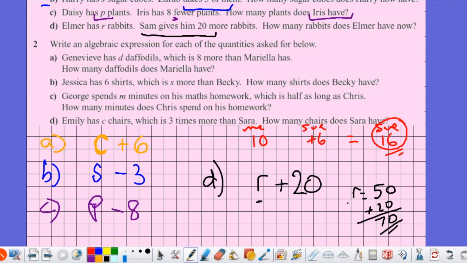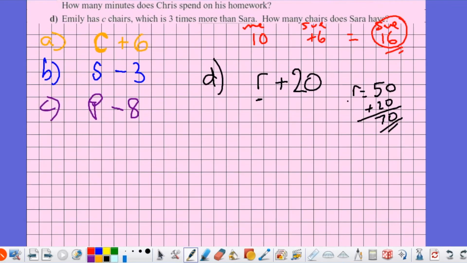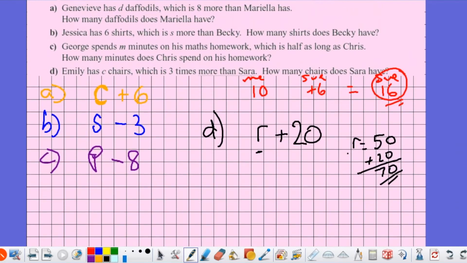In each of these cases, the letter is there as a variable. We don't know how many it's worth, and we would have to try and calculate using that number and putting it into the context of each question. Let's go on to question 2.